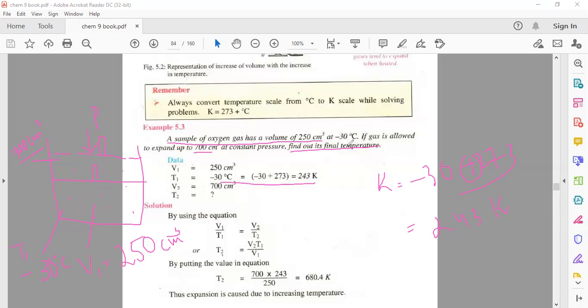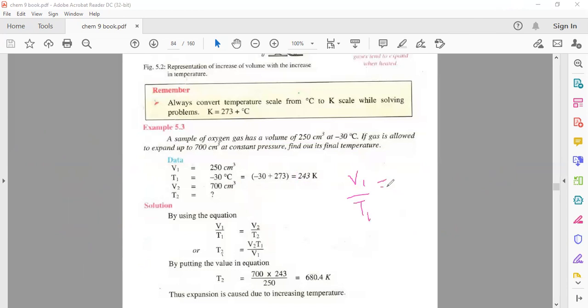So let's calculate how much the temperature is increased. In Kelvin, the temperature is 243 Kelvin. So let's see what T2 will be in Kelvin. As we know, the equation of Charles' law is V1 over T1 is equal to V2 over T2. We have to calculate this T2. So take it to the other side of the equation because it is in a division and we don't need it in division. So rearrange this equation.